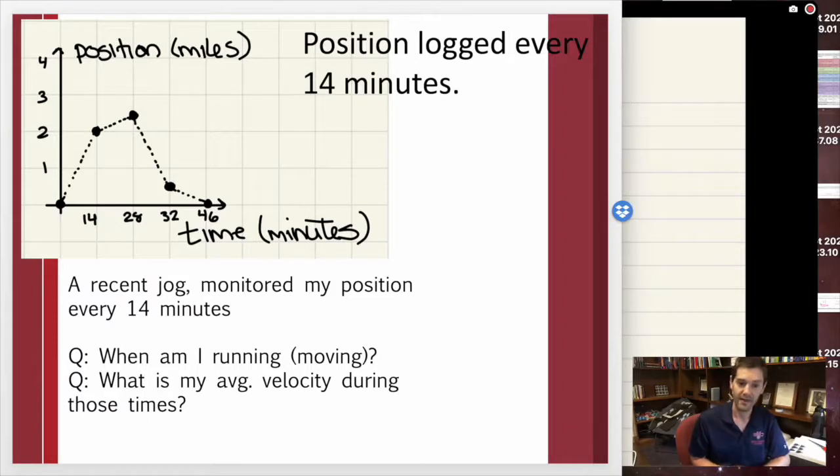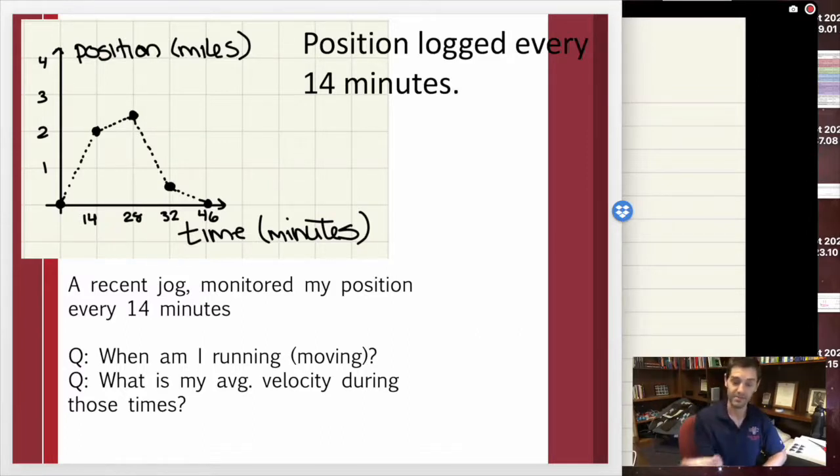And then we talked about how the average velocity during those times is my displacement between two data points divided by the time that has elapsed between those two data points. So for example, between the first two data points, I start at the origin, I end at 2 miles. That's a displacement of positive 2 miles. I divide by 14 minutes. That gives me an answer of 1/7 numerically. Then what are the units? The numerator is displacement, so it has units of miles in this case. The denominator is time, it has units of minutes. So 2 divided by 14 is 1/7. So the answer is 1/7 miles per minute, or a 7-minute mile.